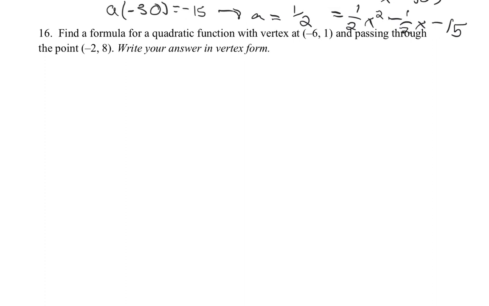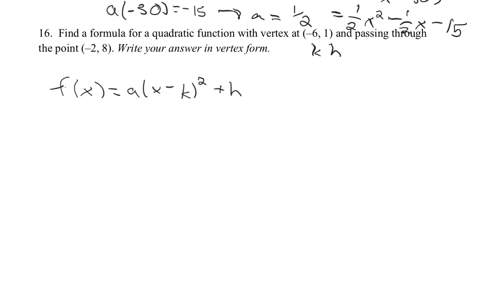Vertex form is going to look something like this: f(x) = a(x - k)^2 + h. And k is the x coordinate of the vertex, and h is the y coordinate of the vertex. And then a, again, like last problem, accounts for the stretch factor of this quadratic function, and we'll have to figure this out later. Okay?